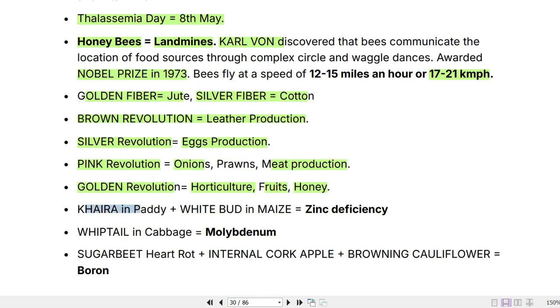Khaira is a disease in paddy, and white bud is a disease in maize, and both are caused by zinc deficiency. Now whiptail in cabbage is caused by molybdenum deficiency, and heart rot in sugar beet, internal cork in apple, and brown cauliflower. How do we stop?